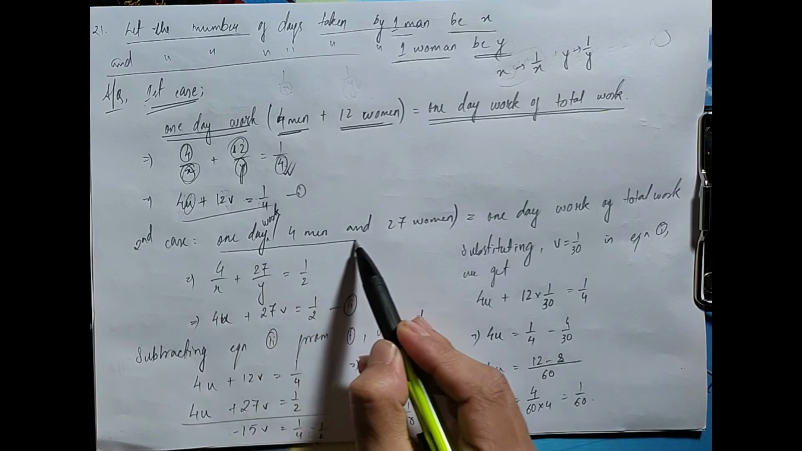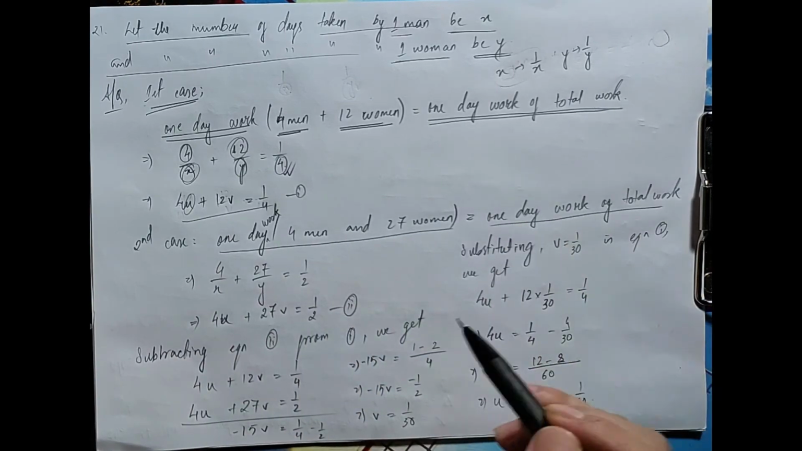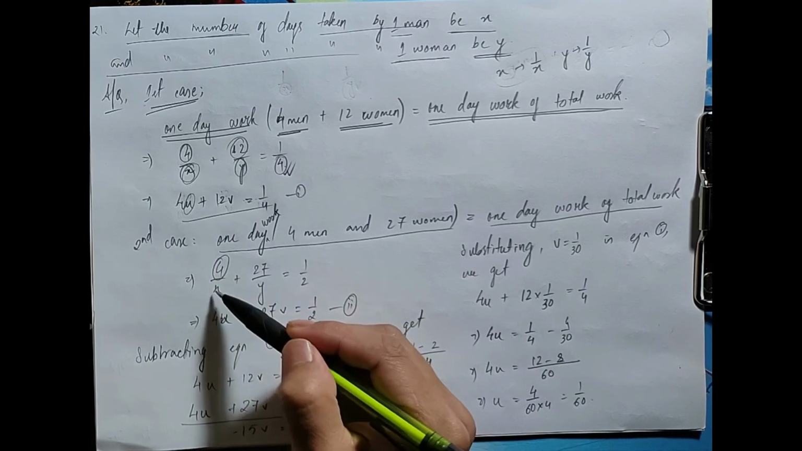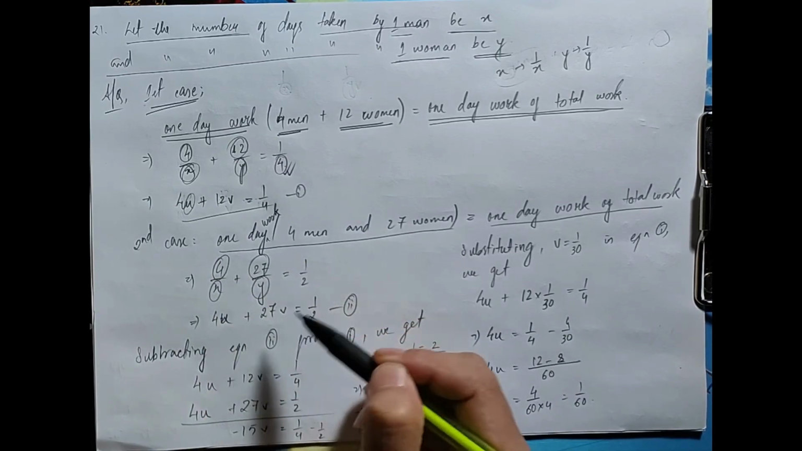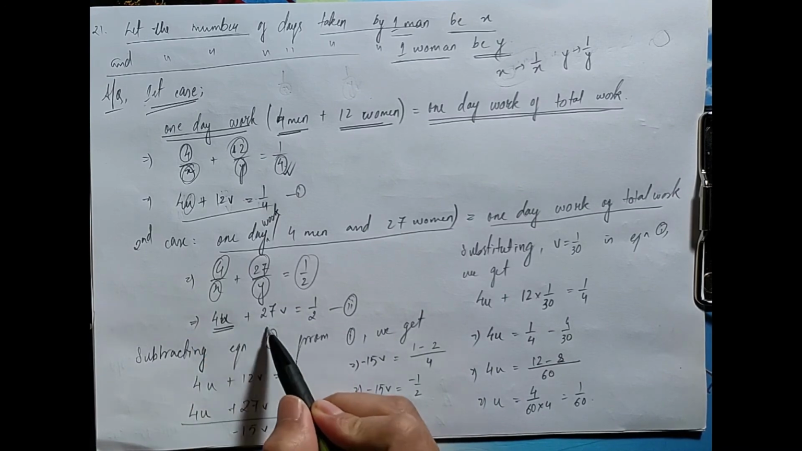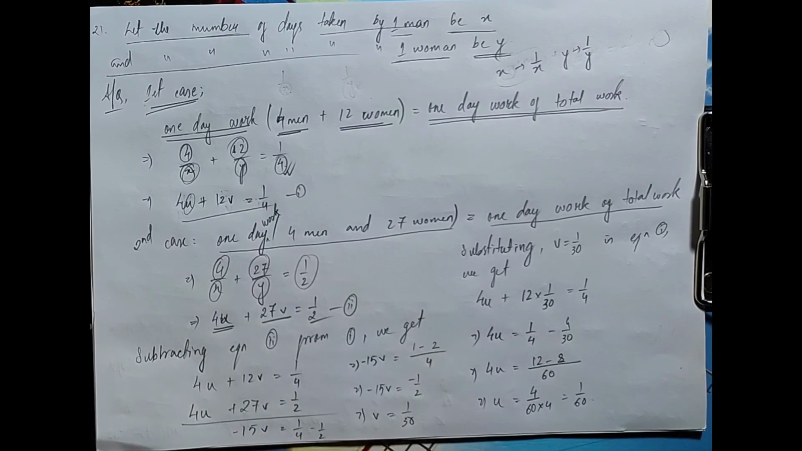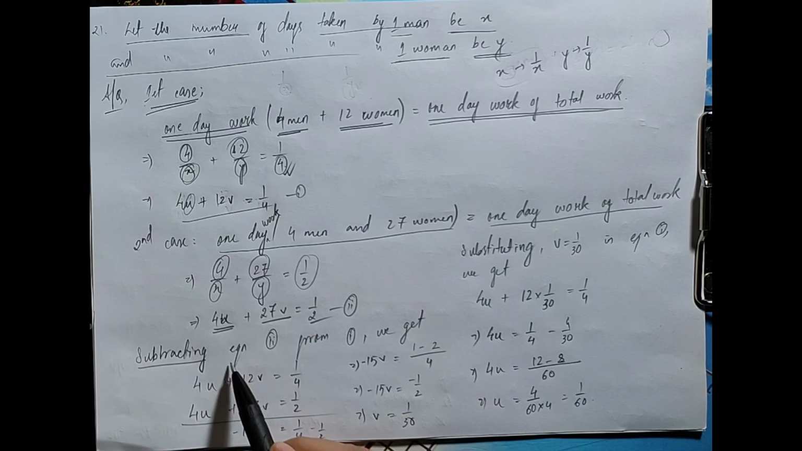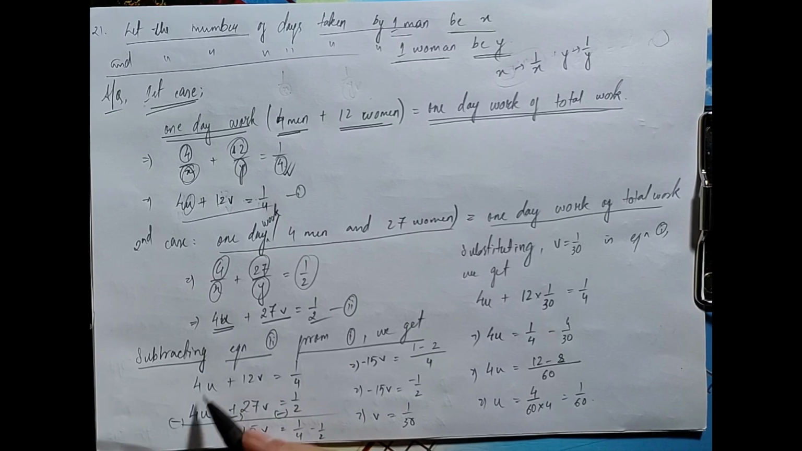Similarly, 1 day work of 4 men and 27 women will be 1 day of the total work, right? So again, 4 by x plus 27 by y is equal to 1 by 2. If you solve this, you get 4u plus 27v is equal to half. Now since the coefficient is same and the sign is also same, we will subtract equation 2 from equation 1. If you do this, this is what you get. Since it is subtraction, the sign will change and this will get cancelled.